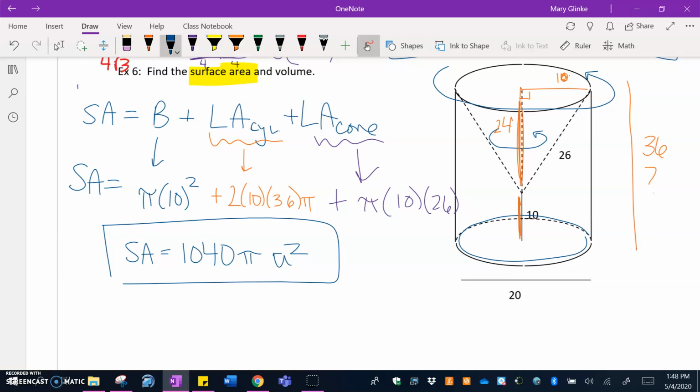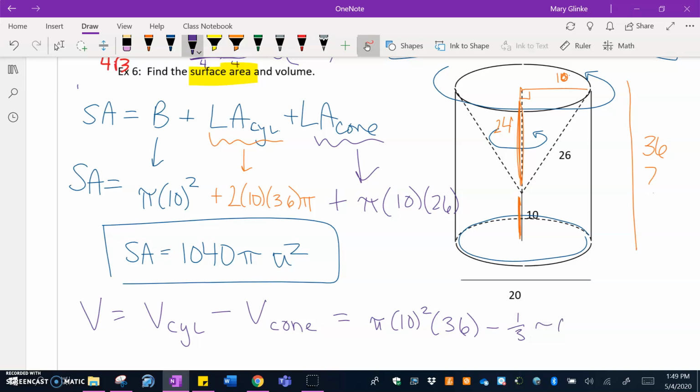For your volume, it's actually going to be a little bit nicer to calculate because you really only need to do 2 things. We need the volume of the cylinder minus the volume of the cone. The volume of the cylinder is pi r squared times the height, and the volume of the cone is 1/3 pi r squared times the height of the cone, which is 24.